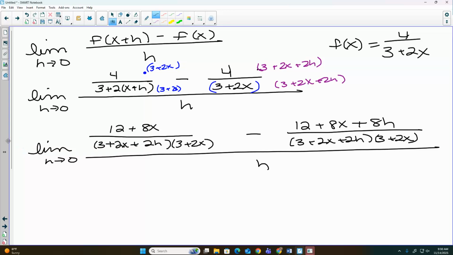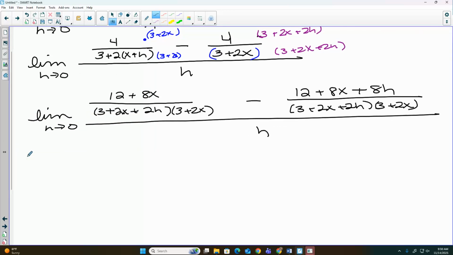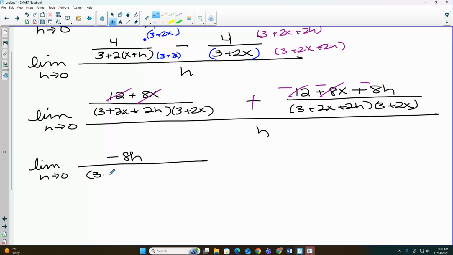Fairly ugly at the moment, but it should be getting better. If I want to subtract, we have to make this a plus and distribute that negative. 12 and negative 12 cancel. 8x and negative 8x cancel. So I have negative 8h over my denominator. I'm going to go ahead and put them together. Divided by h, that's like h over 1. So to divide by a fraction, you flip and multiply.